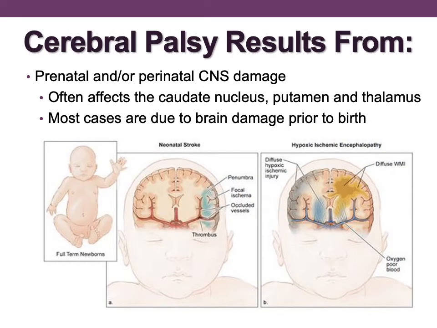Cerebral palsy results from prenatal or perinatal CNS damage. Often affects the caudate nucleus, putamen, and thalamus. There you go, you understand why they have movement disorders. Most cases, though, are due to brain damage prior to birth.